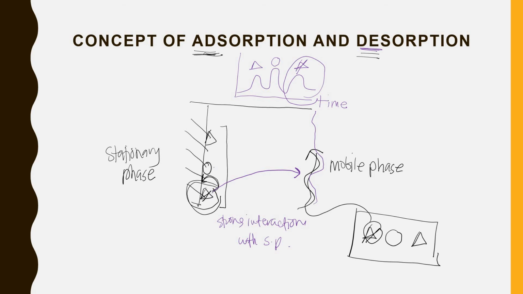Once it has a strong interaction, it will be retained more in the stationary phase before desorbing back into the mobile phase and then going out, when we relate it to GC or HPLC, into the detector to be detected. So there must be an interaction. When we talk about the interaction, we will discuss more on the types of chromatography later. But in this video, I hope that you really understand the stationary phase, the mobile phase, and the forces or interactions that happen between the analyte and the stationary and mobile phases.